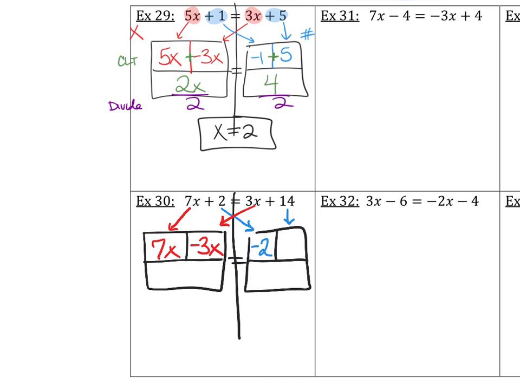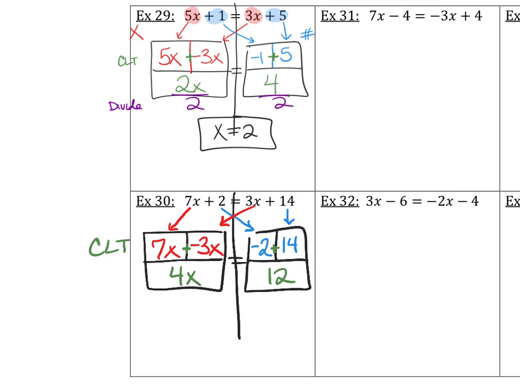Do I need to change the sign of that 14? No. Did it change sides? No, it stayed on the right-hand side, so we're okay. What did I do next to create the bottom? I added them. I'm going to CLT. Remember, we're going to combine like terms. Well, they're all right there, so we're going to add these things together. 7x plus negative 3x is 4x. And negative 2 plus 14 is 12. I'm just adding like we did before when we combine like terms.